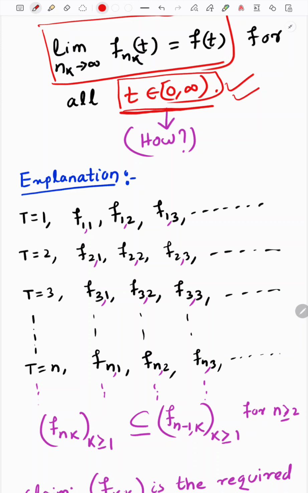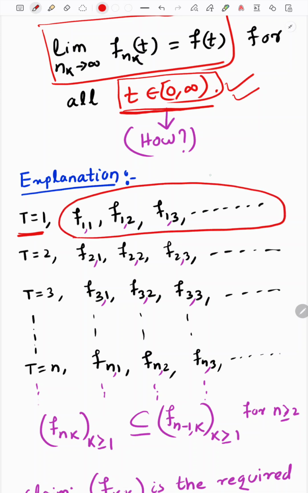We know that for every T we can apply the Arzelà-Ascoli theorem or the Rellich-Kondrachov theorem or any type of compactness argument. So when we apply the Arzelà-Ascoli theorem or the compactness theorem for T equal to 1, we extract this convergent subsequence. The limit function of the subsequence, suppose it is f1 tilde, is defined on the closed interval 0 to 1.